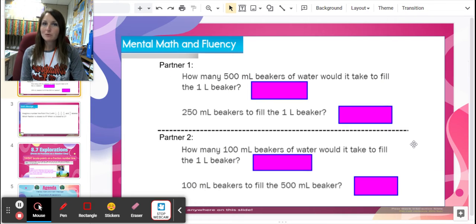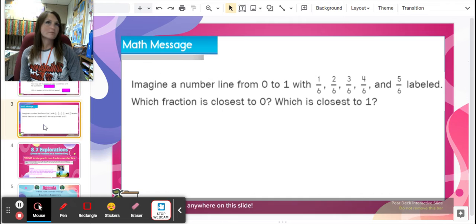So first, as always, we want to try to do our mental math, and today it has to do with filling up beakers with water and being able to decide how many you would use, using those multiplication and division skills to help you solve this.